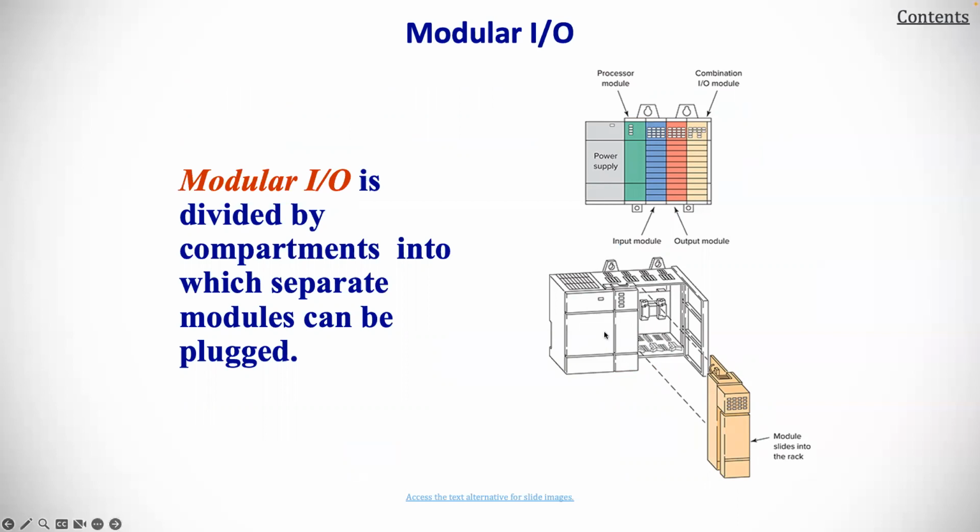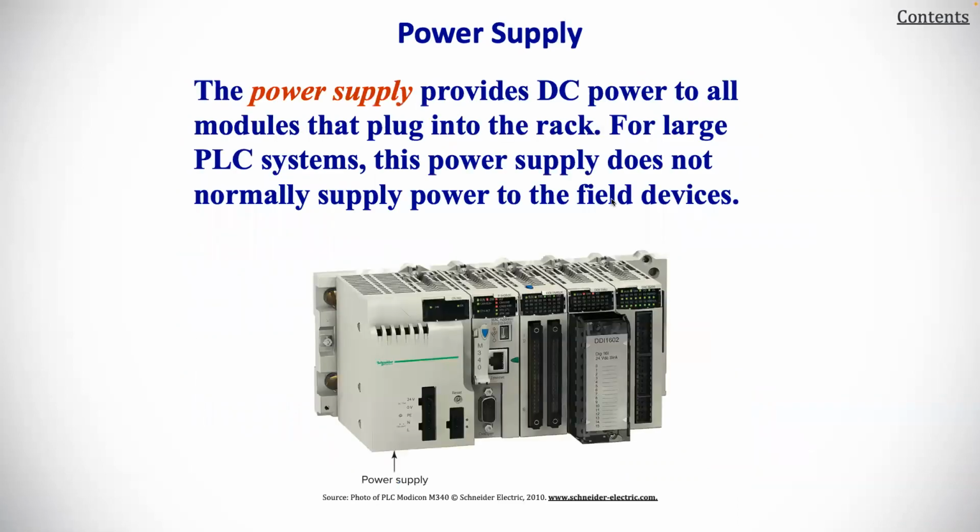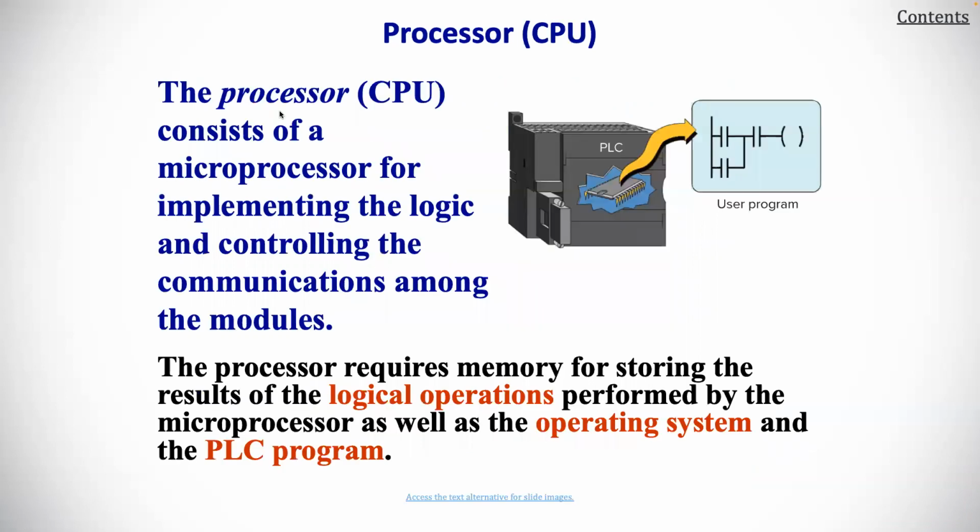And so you can have a rack mounted where you have different pluggable devices that you can use to increase the capability, or if you need extra things that you're going to be controlling, you just add to it. We had a cartoon before, and this is a picture. The power supply provides DC power to all the modules that plug into the rack. For larger PLC systems, this power supply does not normally supply power to the field devices.